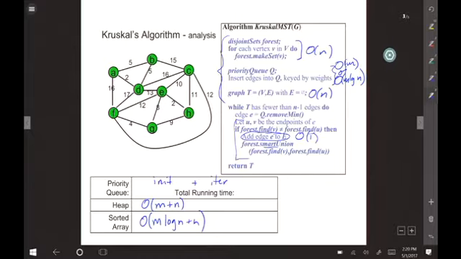How many iterations are there of this while loop in the worst case? Do you remember? You might have to look at all the edges. So you have m iterations in the worst case. So what we end up with in the heap is m iterations at log n each. And in the sorted array, we have m iterations of constant each.